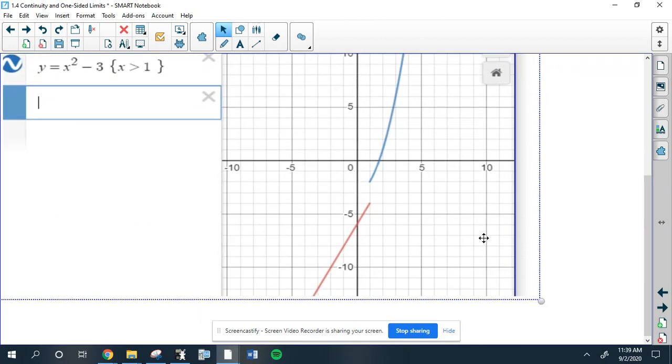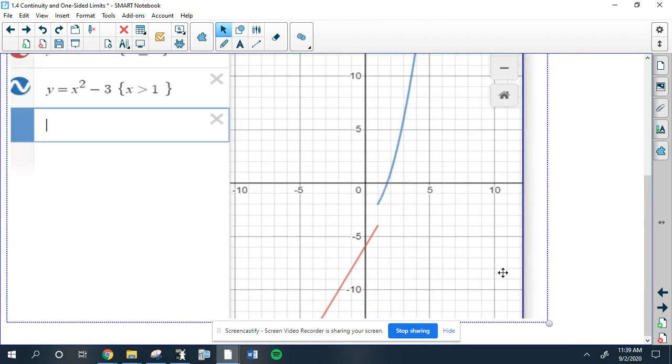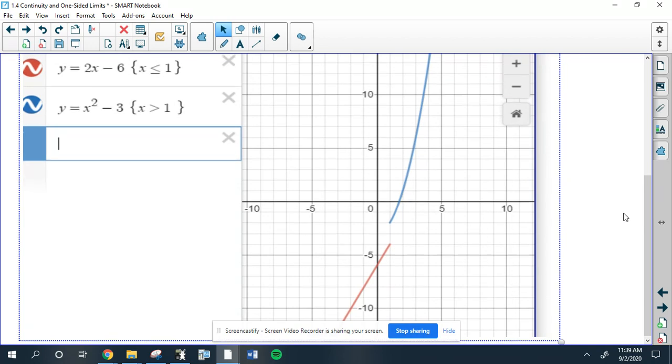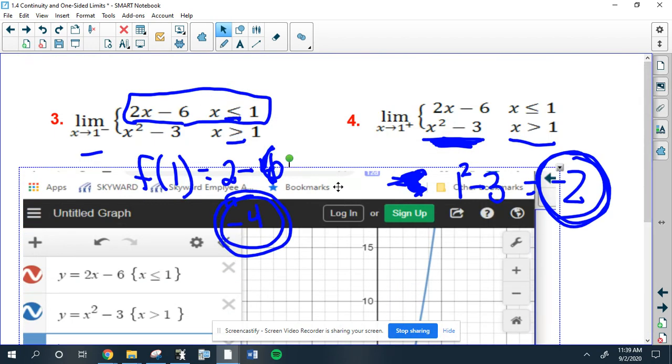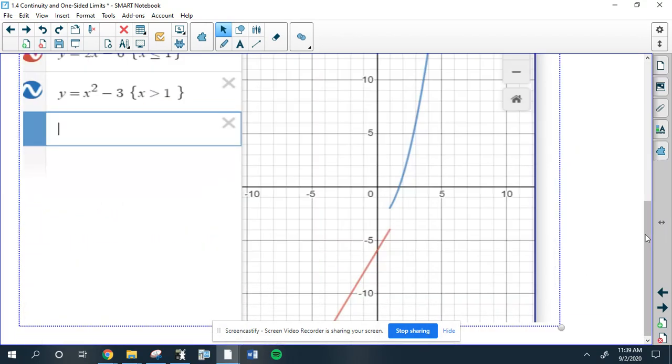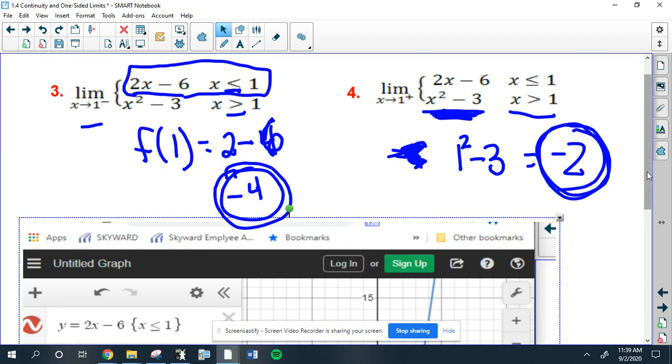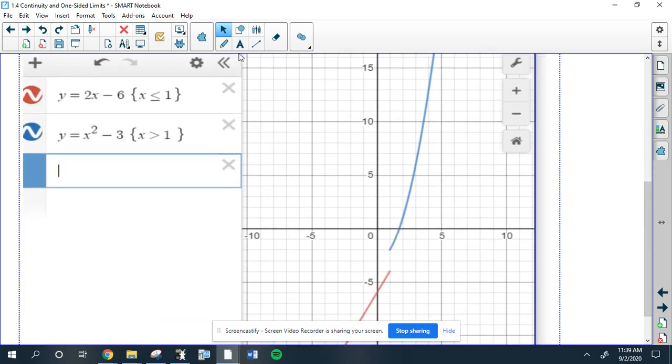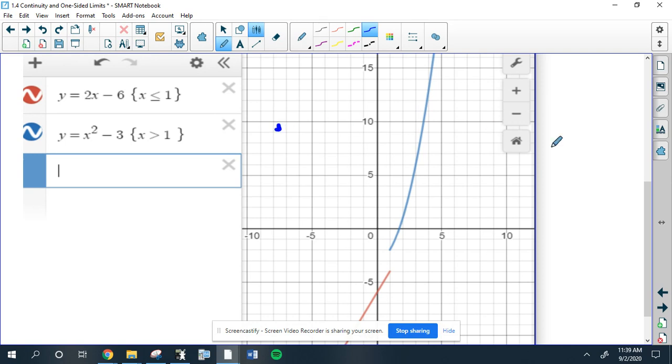Remember, the first question said, what's the limit of this function as x approaches 1 from the left? So I'm looking back here. You said it should be negative 4. So when you look at this graph, and I approach 1 from the left, down here, approaching 1, approaching 1, approaching 1, stop. You can clearly see that I am at negative 4, and therefore our answer was correct.